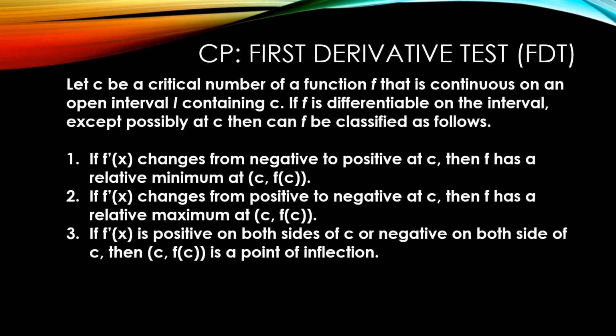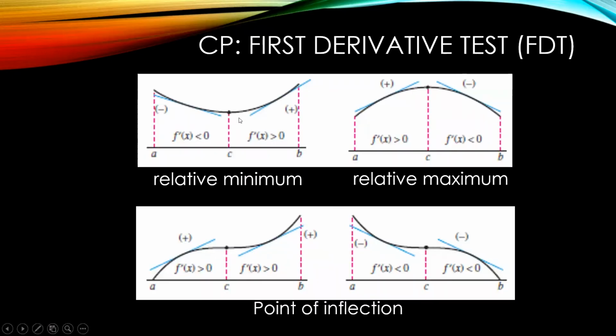The first derivative test. Let's go back to this after we do the actual application. Here, you can see that in the interval A to B, there exists a number C. If at the left side of the number C the slope is negative, and at the right side of C the slope is positive, that means there exists a minimum point at C.